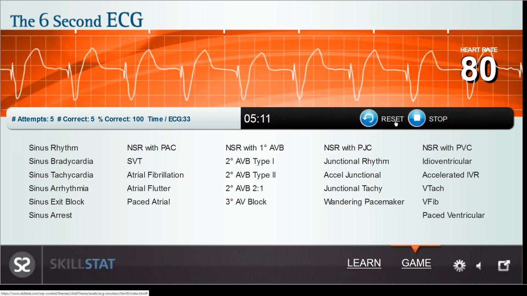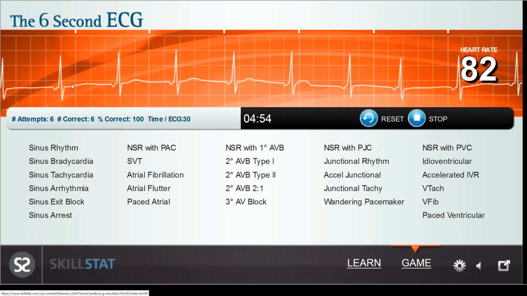This is paced ventricular. So here we have a pacemaker spike followed by a QRS. And again, we have 100% capture because every spike is followed by a QRS. So everything seems to be working properly. So this is paced ventricular.